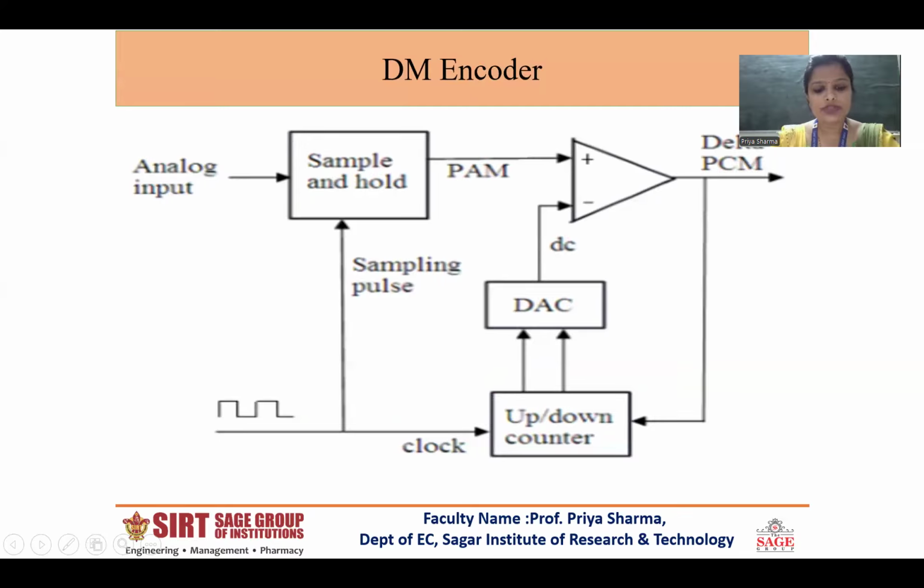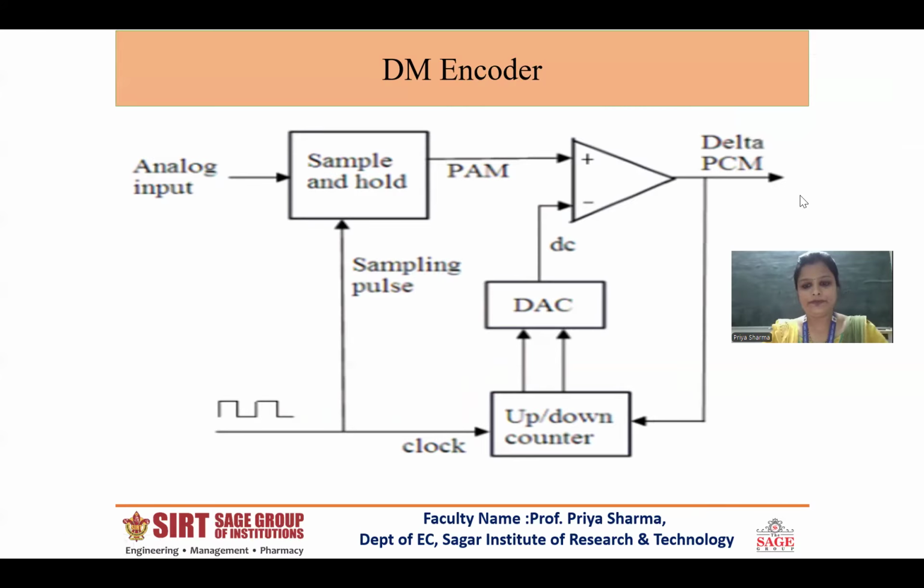Coming to the encoder portion, how it is done. So this is the basic circuit diagram of delta modulation. You can see it now very finely. The analog input signal is sampled and converted to a pulse amplitude modulated signal. Then it is compared with the output of a digital to analog converter. The output of the digital to analog converter is a voltage level equal to the regenerated magnitude of the previous sample, which was earlier stored in the up-down counter as a binary number.